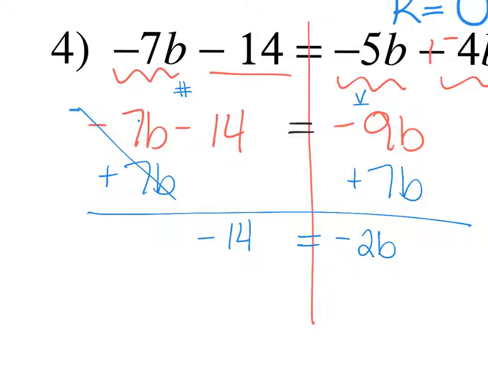Now it's a one-step equation. I need to undo that multiplication between my negative 2 and my b. So I'm going to divide by negative 2. Divide by negative 2. Remember, when they have the same sign, my answer is positive on multiplication and division. So my 2's cancel. I'm left with b equals negative 14 divided by negative 2 is a positive 7.